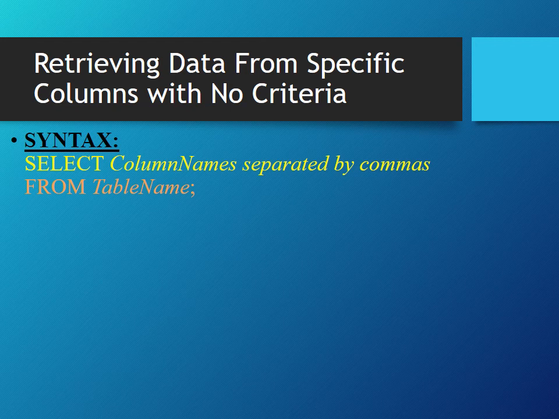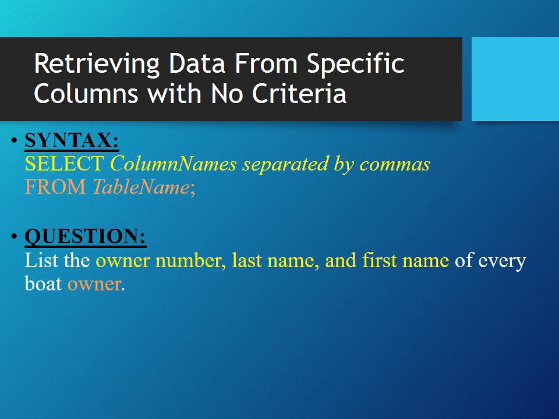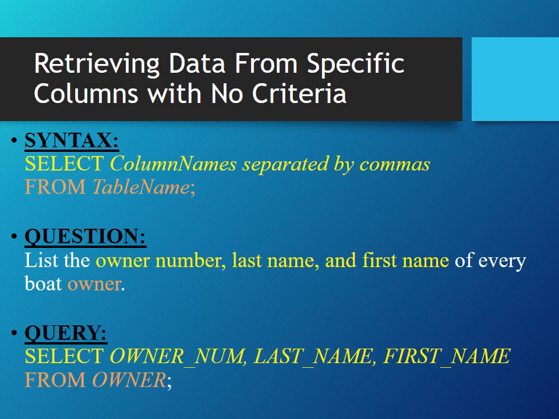I see quickly that the owner number, last name, and first name are my needed column names, so I highlight them in yellow. Then I recognize that the owner is a table name, and I check my tables to see if the columns needed are in this table, and they are, so I highlight owner in orange. And I'm ready to write my query since the question does not require any criteria. My query becomes select owner num, comma, last name, comma, first name from owner, semicolon, as you see here. Try this in your mini server to see what results you get.